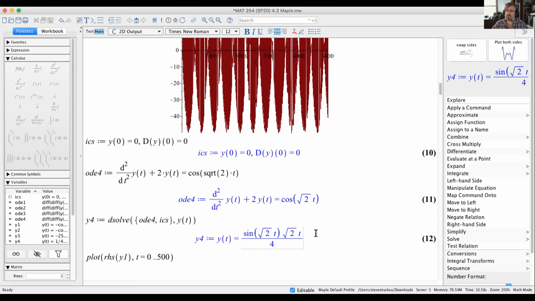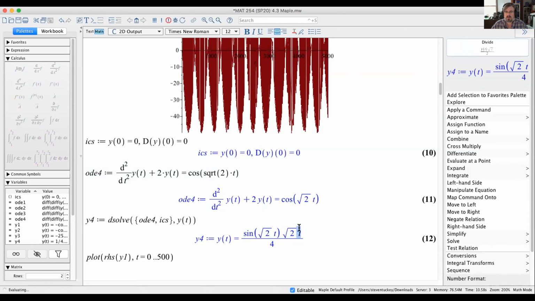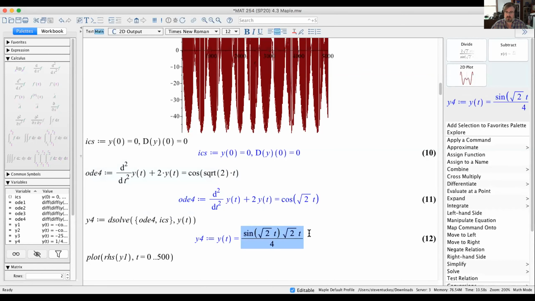That's kind of weird. It's just a sine function with a frequency, essentially, of root 2. But it's a sine function times something else. Do you see it? It's a sine function over 4 times the square root of 2 times t. So it's like taking a sine curve, which you know is just wobble, wobble, wobble, and multiplying it by something that grows linearly.